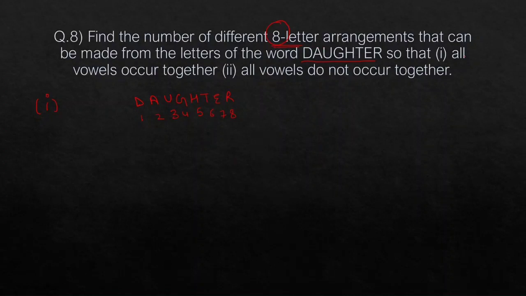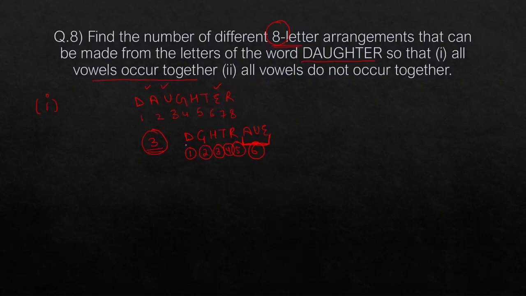But what it says is all the vowels should occur together. Let us count the vowels: A, U and E. So there are 3 vowels and these 3 vowels need to always occur together. So for them to occur together, we can write it like this: the same 8 letters, but we have written the vowels together. Now we'll consider D as one element, G as second, H as third, then 4, 5, and 6. This whole group of vowels we are considering as one object itself, because they need to be together. As it is said, they always have to occur together.